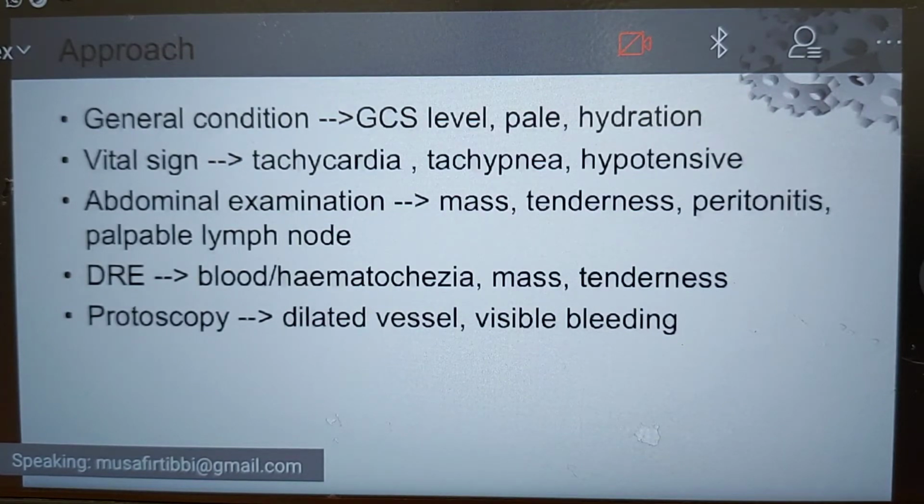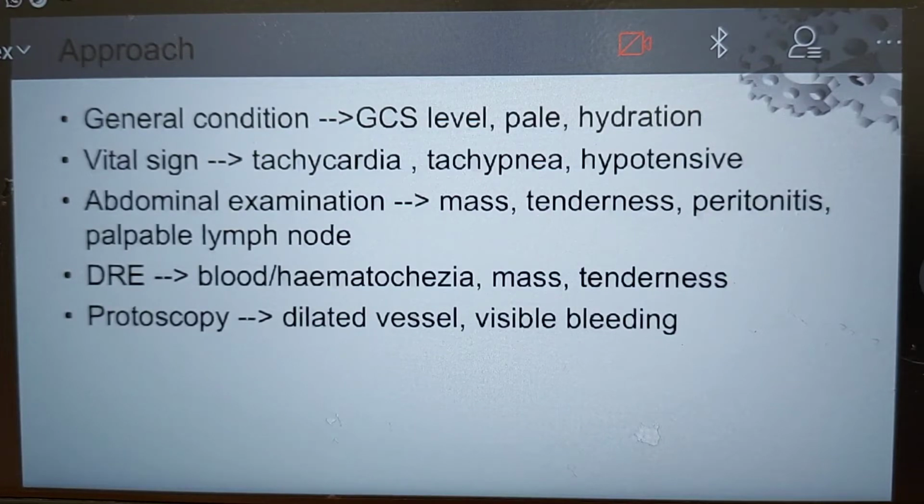Okay, I continue. And then after that, we have to do the abdominal examination to rule out other causes. The patient might present with a mass in the abdomen or any tenderness or generalized abdominal pain suggestive of peritonitis. And if there's a palpable lymph node, if it's tender, maybe suggestive of infection. If it's non-tender, then it might be a carcinoma which has already metastasized.